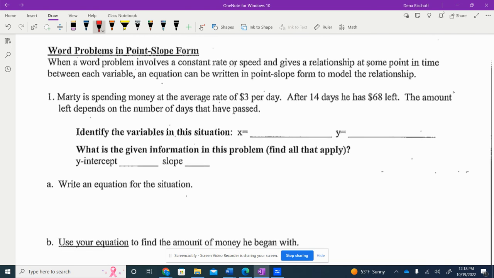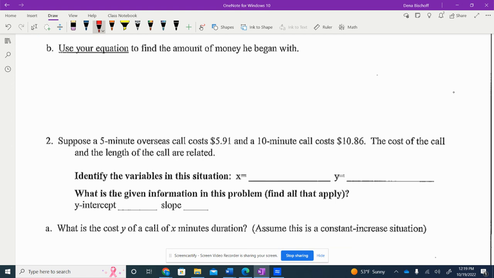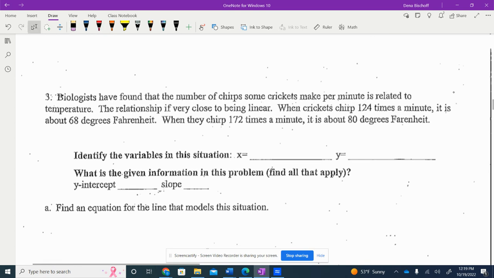Question number 1 is in point slope form. Marty is spending money. Is my slope going to be positive or negative? It's quick. Number 2. You guys can figure that one out. That one's easy. Biologist chirps. So this one is going to be 2 ordered pairs. Do you guys remember how to do this when you have 2 ordered pairs? I'm going to give them to you. Your first ordered pair, this is number 3, 124 and 68. Your second ordered pair is 172 and 80.